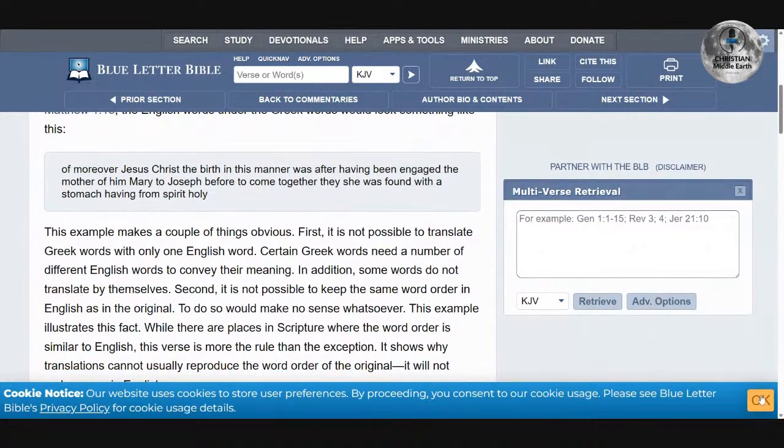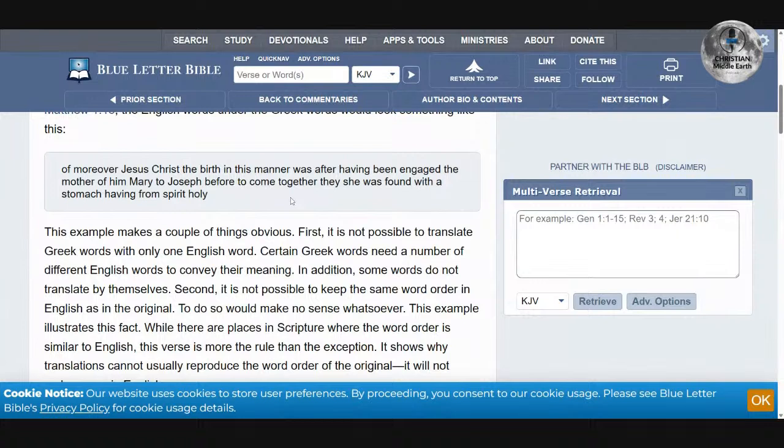You find out very quickly if you took the first course of Spanish in high school, for instance. To do so would make no sense whatsoever, and it would look something like that. This example illustrates this fact. While there are places in Scripture where the word order is similar to English, this verse is more the rule than the exception.